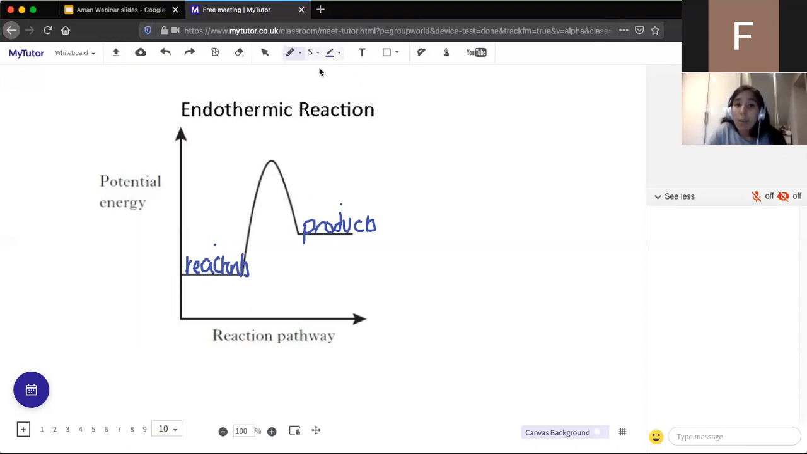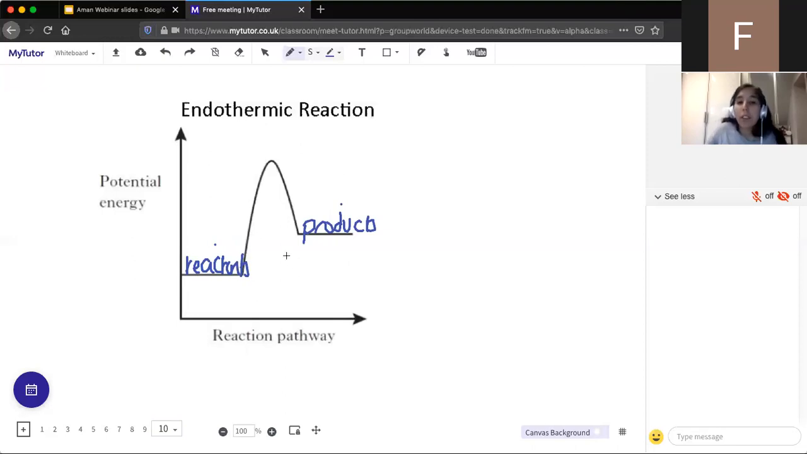Someone's asking, why is there more product than reactant? That's a really good question. What do you mean by that? Do you just mean that this line is slightly longer? Or are you talking about why is the product higher than the reactant? Okay, so why is the product higher than the reactant?